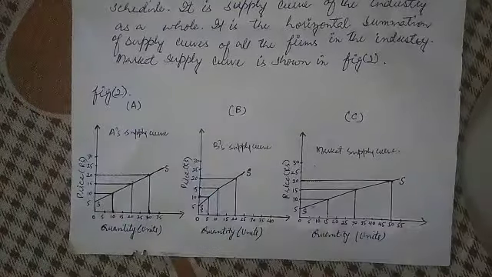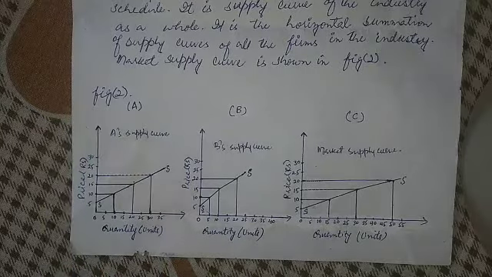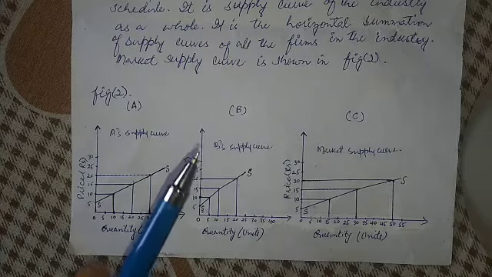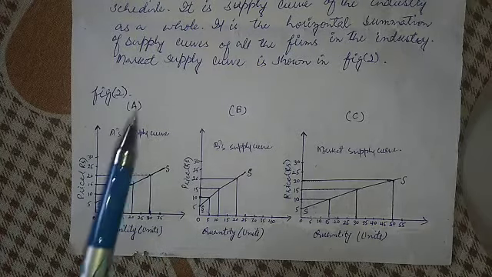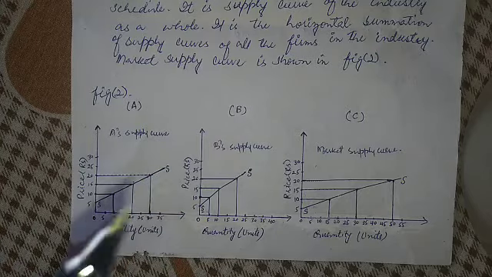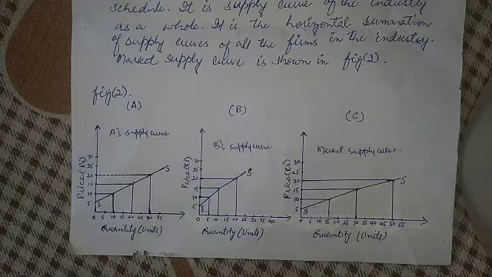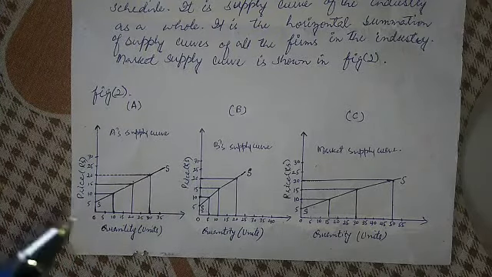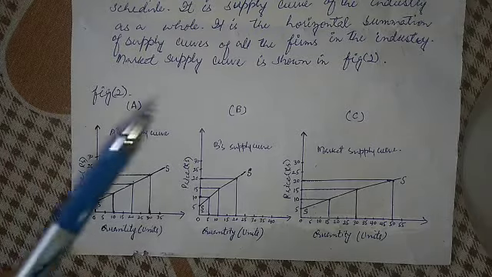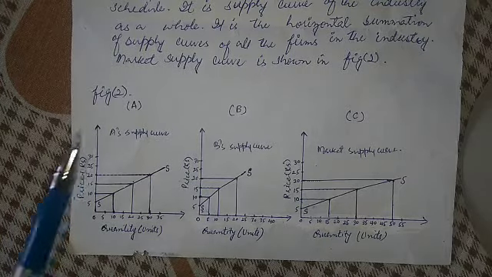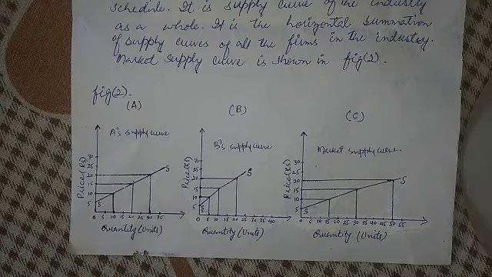This market supply curve is shown in figure 2. It is based on the assumption that there are only two firms in the market, firm A and firm B, supplying the commodity.